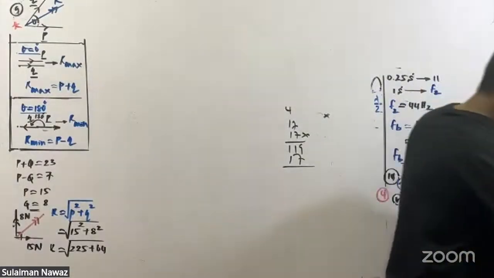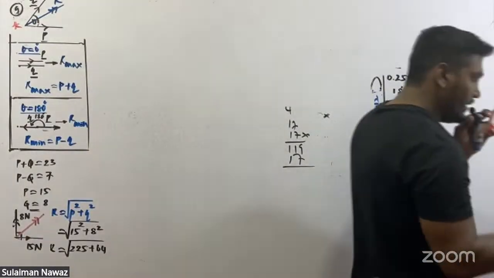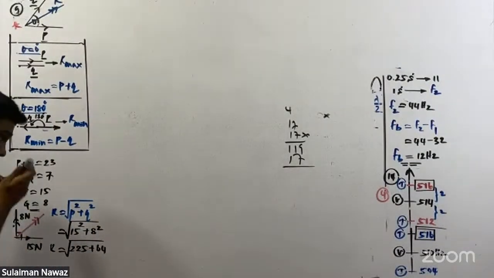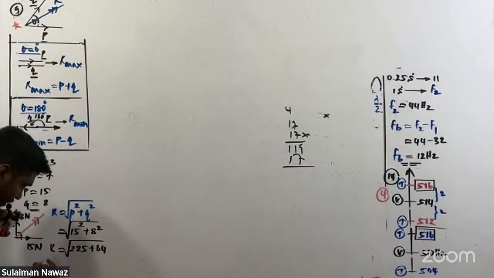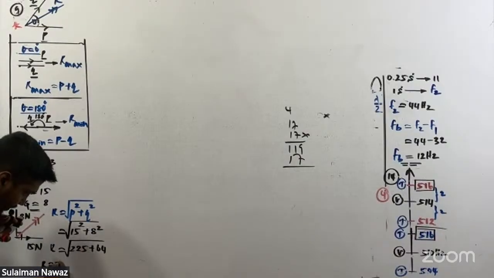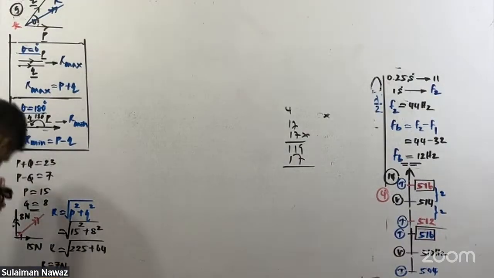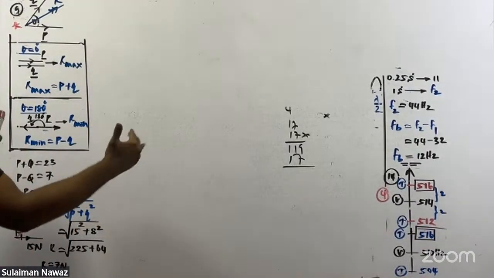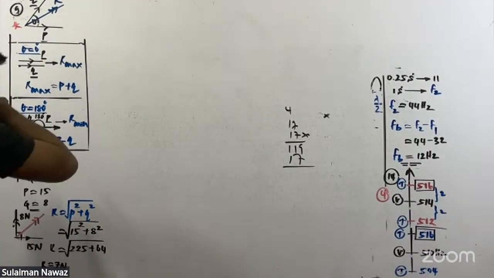Hands up, is this clear? Yeah, I'm doing this quickly since we want to finish soon. It's already 10:30. Normally it takes 3 hours. I told you 25 MCQs need 3 hours. The right answer is 17 Newton.